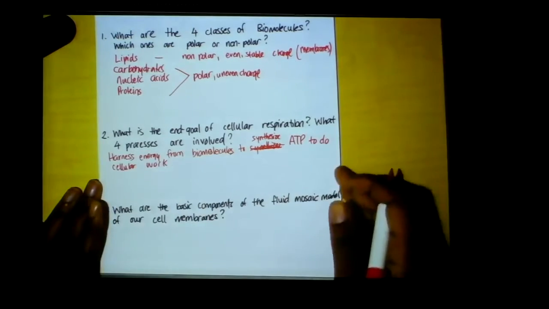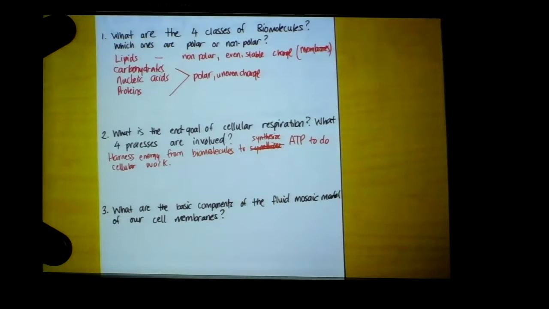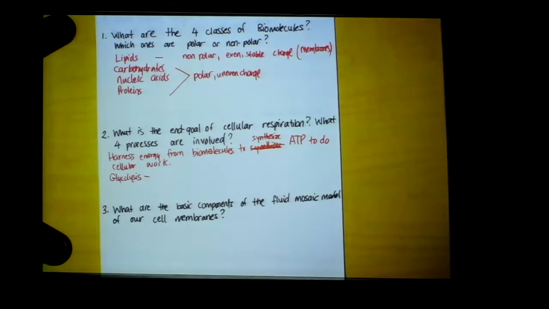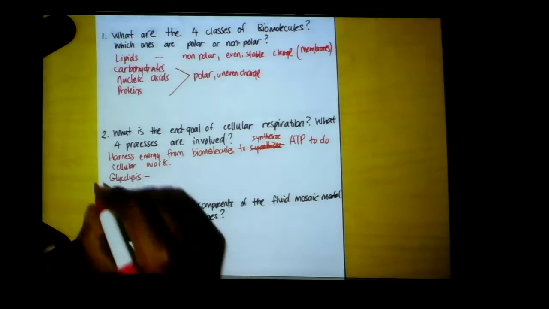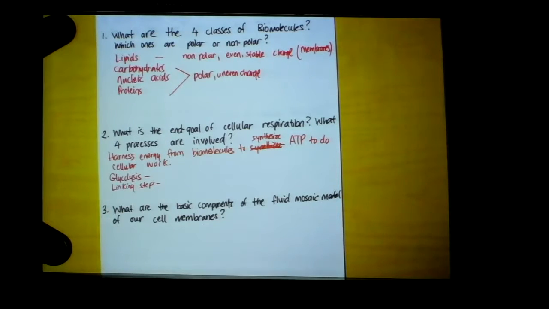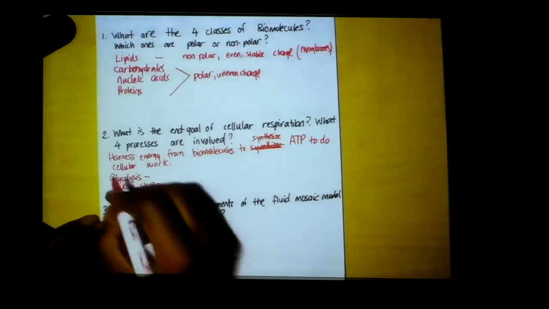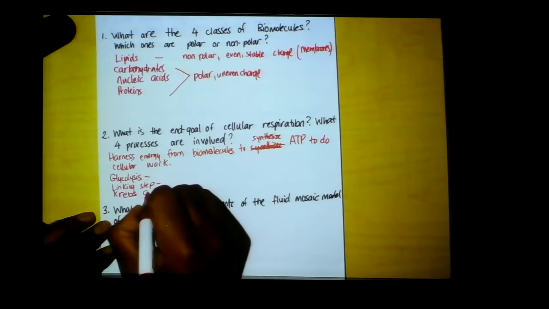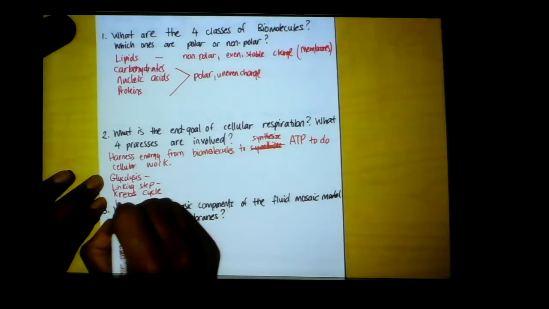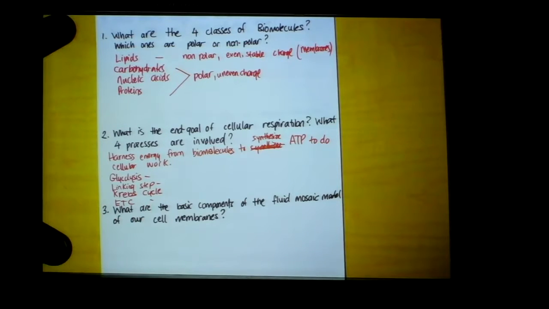Okay, now what were the 4 processes involved? And let's just describe them briefly. The first one was glycolysis, correct. So there was glycolysis. Then the linking step, that intermediate step. Then the Krebs cycle or the TCA cycle. And then finally, and most importantly, the electron transport chain, okay? Now let's look at some features of each of these steps or each of these stages.